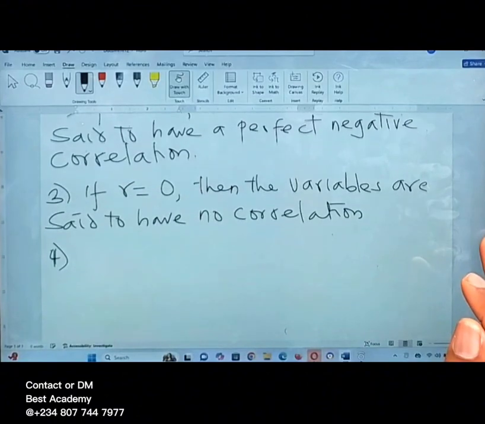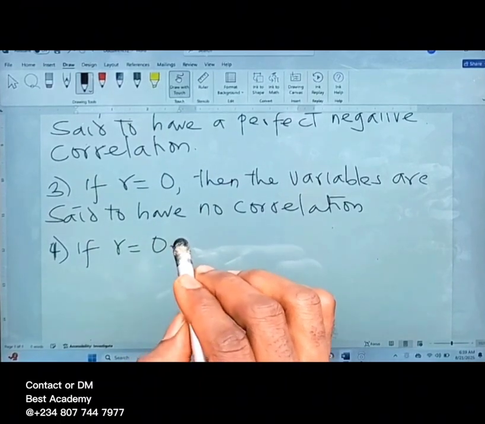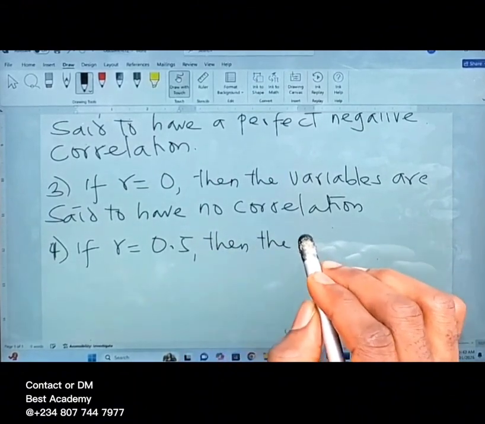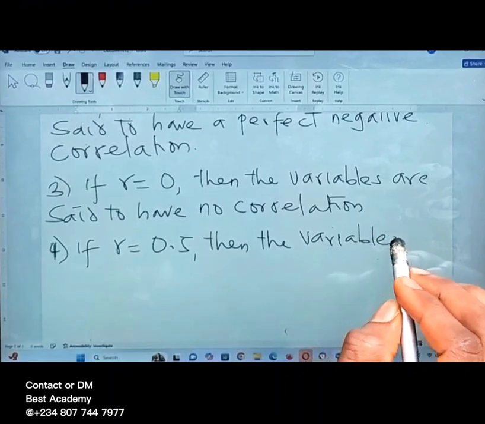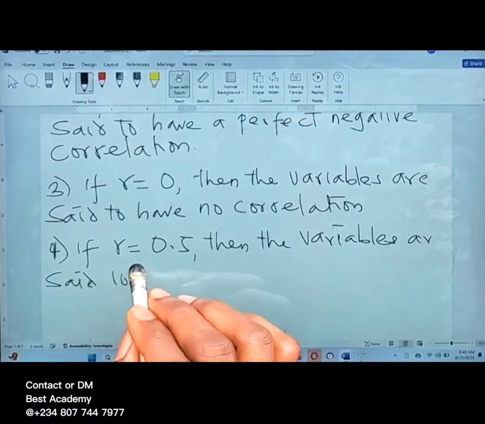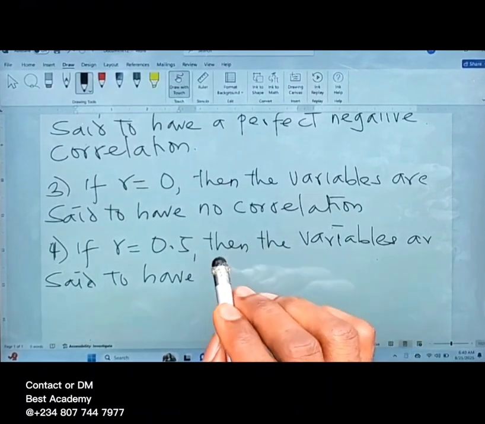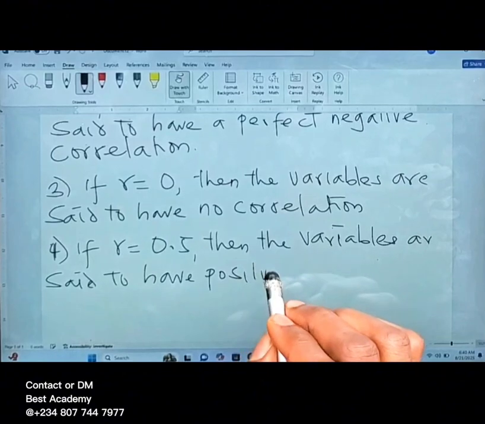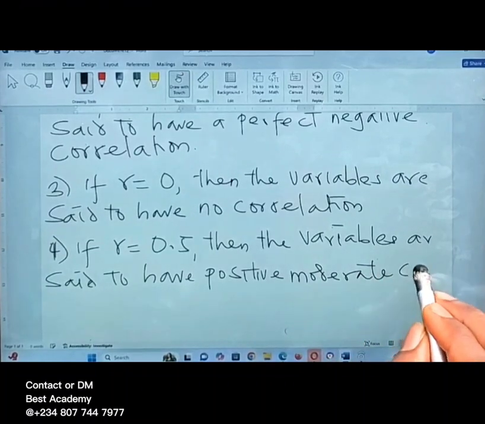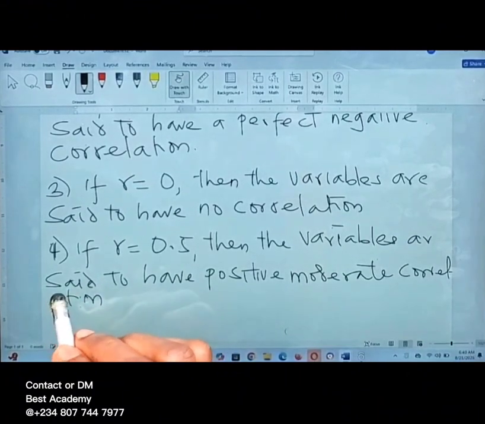For the next one, if r is equal to 0.5, then the variables are said to have positive moderate correlation.